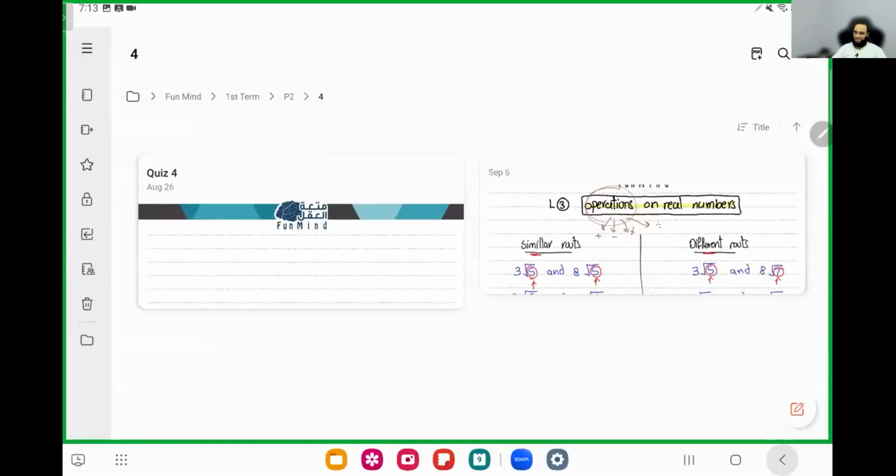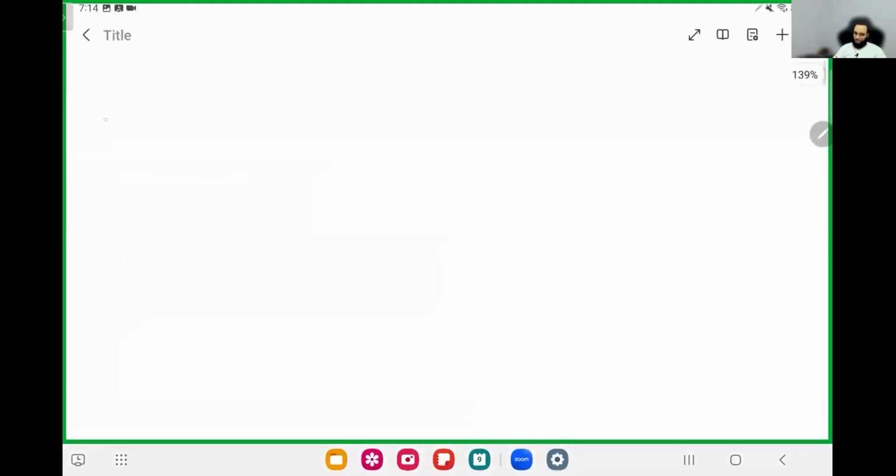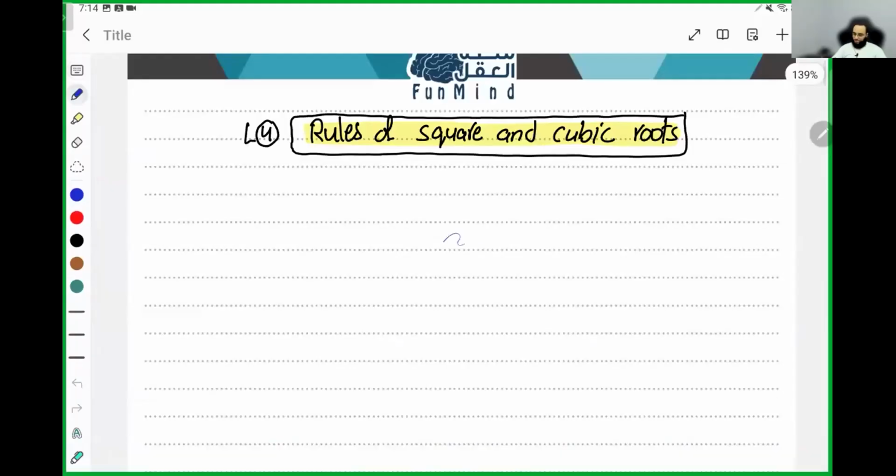Okay, thanks. Let's go over our lesson today. Our lesson today, which is lesson 4, is about the rules of square and cubic roots. We started it in the last lesson: the operations that we can do with cubic roots and square roots, such as adding, subtracting, multiplying, and dividing the roots. Here we're going to study some rules about multiplication and division. So firstly, let's look at that.